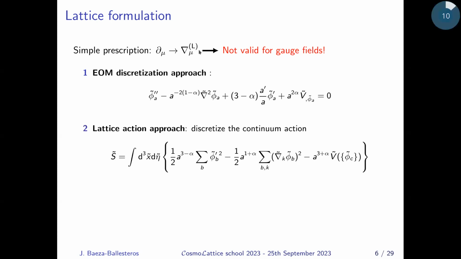The second option is to go a step backwards and to substitute directly the derivatives in the action to obtain a lattice version of the scalar field action. And then from that action, derive again the equations of motion. So at this point, I would like to ask you to think for a moment, which of these two options do you think is better?